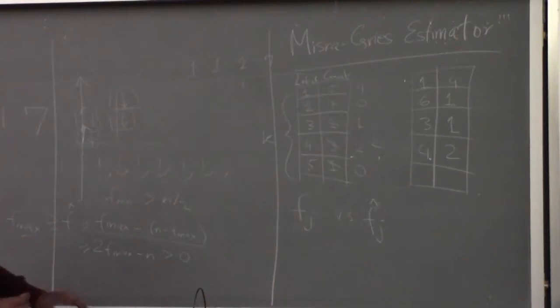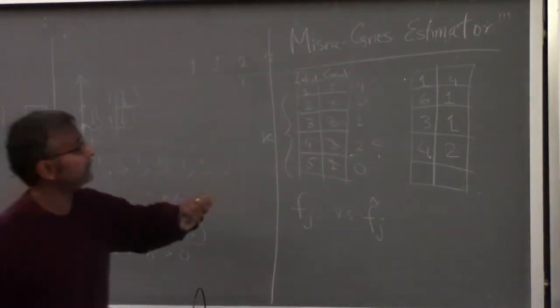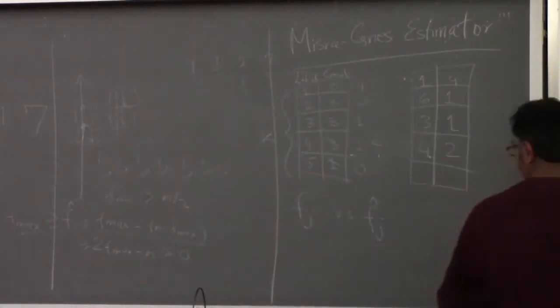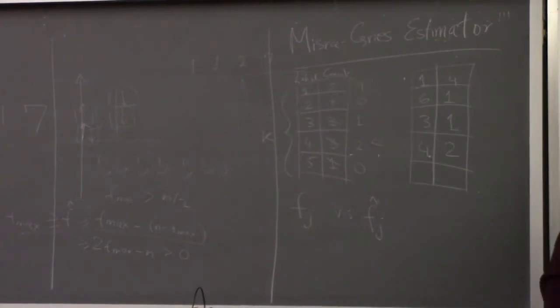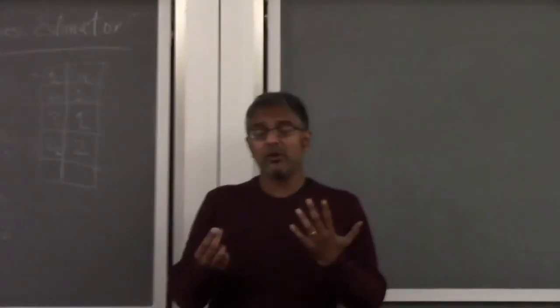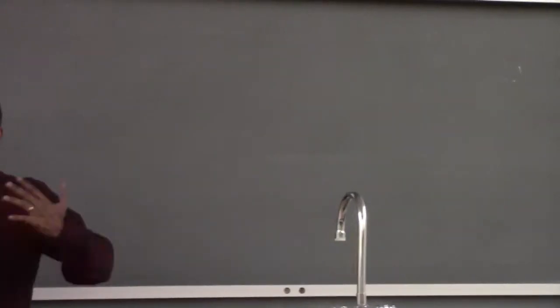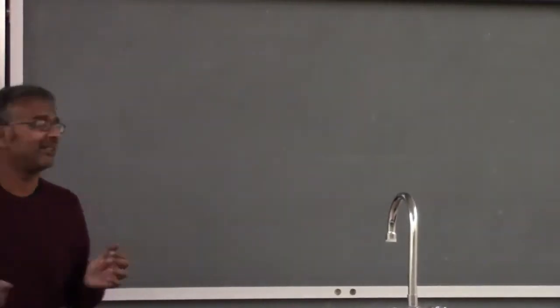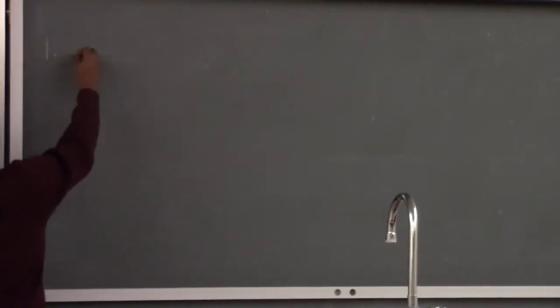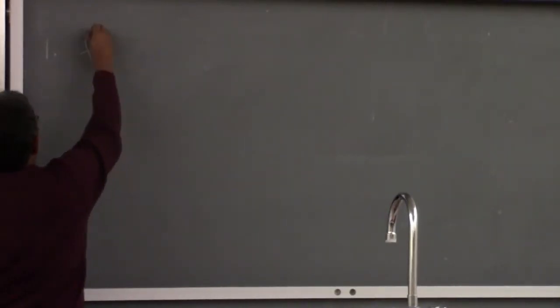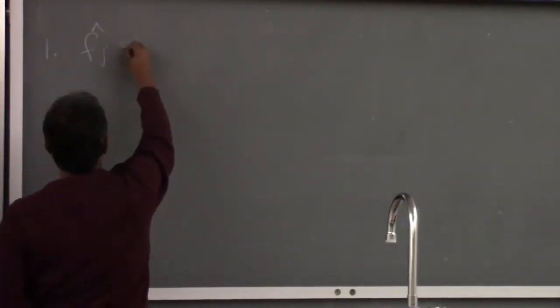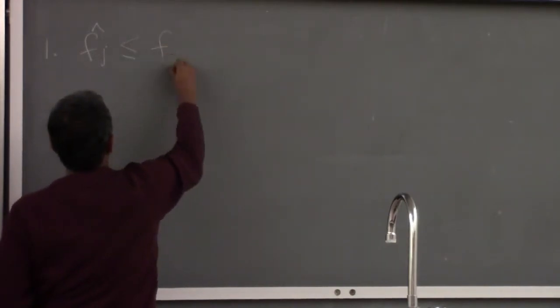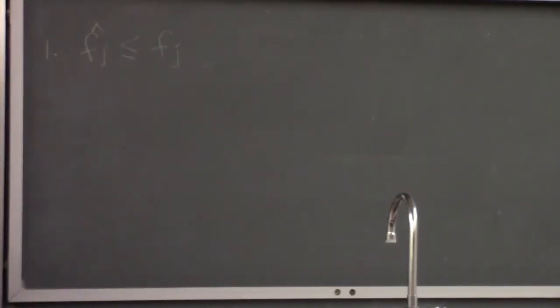So I'm going to move over now to this board here. So what can we say about these quantities? So as before, we know that you can never exceed the true frequency count. You can't manufacture counts out of nothing. So we know for a fact that fj hat is less than or equal to fj. Just like before. That's the easy step.